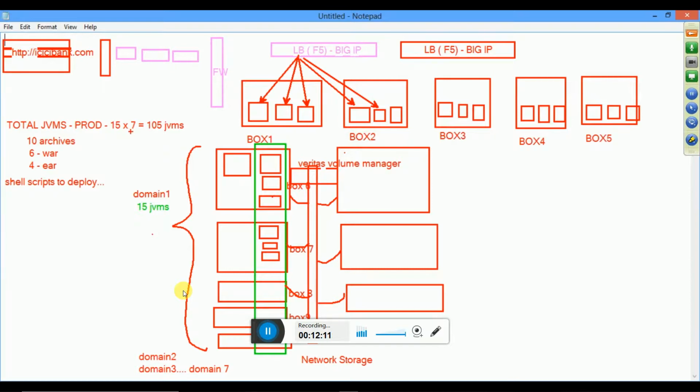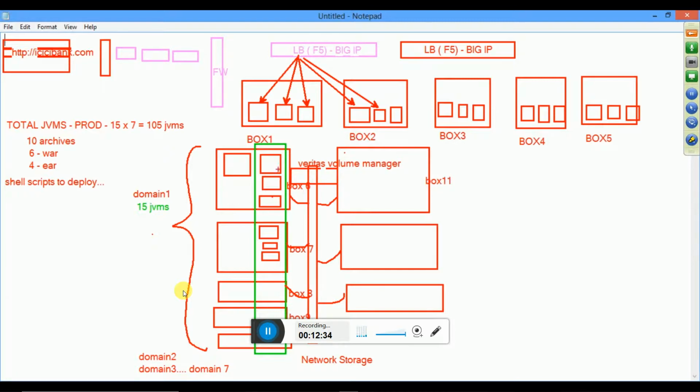So when you say we have around 105 JVMs, these 105 JVMs are spread across 7 domains, each domain having 15 JVMs. All the 15 JVMs are in a cluster, each box has 3 JVMs, and each box is in a Veritas cluster with another box. So here you have box 11.